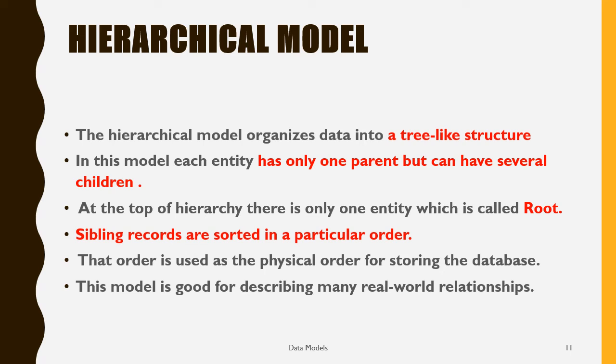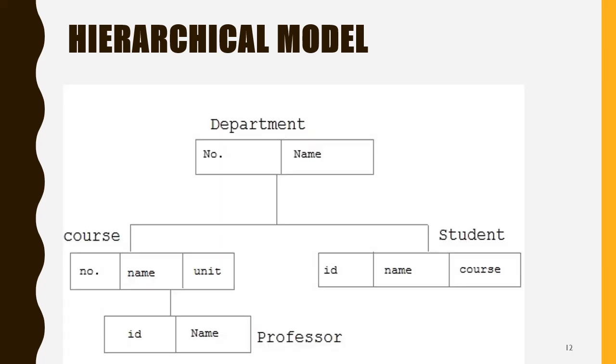In the hierarchical model, we are representing a parent-child relationship. At the top of the hierarchy, there is only one entity which is called the root. Sibling records are sorted in a particular order. That order is used as the physical order for storing the database. This model is very good for describing many real-world relationships. Parent-child relationships can be easily represented using the hierarchical model.